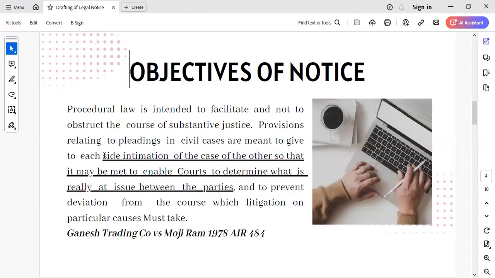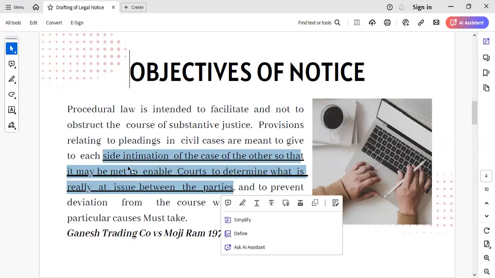Please read this underline part. Side intimation of the case. It is a side intimation, giving the notice, giving the information of the case so that the courts can say, okay, some information was given to the other person who is said to be allegedly guilty. So whether sufficient time was given or not to give the answer.